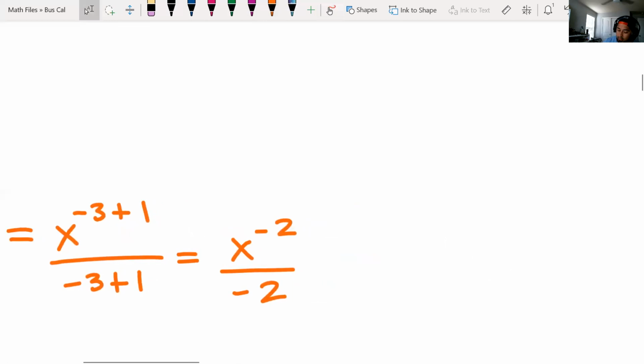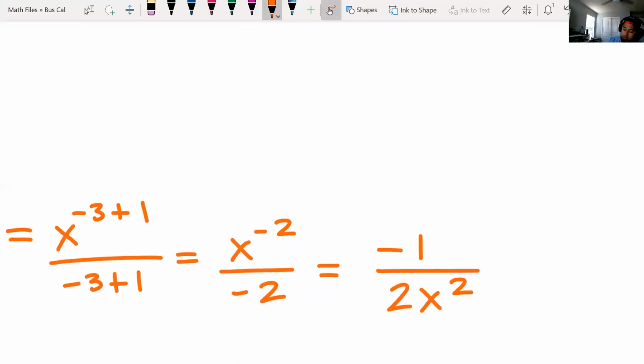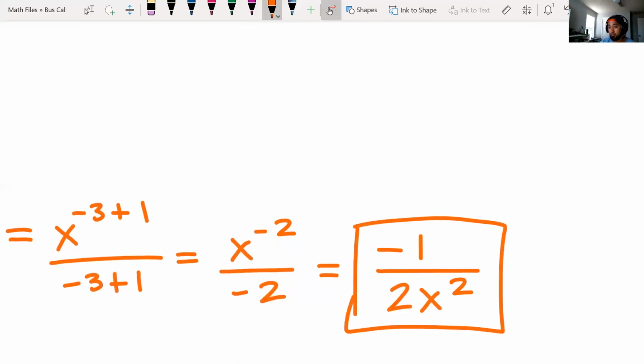Now, this is probably finished, but I can show you how to rewrite it because I hate negatives in the denominator. And we can use the negative exponent rule. I can rewrite this as -1 over 2x squared. This guy flips to the denominator, and all I do is move the negative symbol to the numerator. That's it. Only because of my hate of negatives in the denominator. But my math lab may take that, it may not. Just know how to rewrite them.